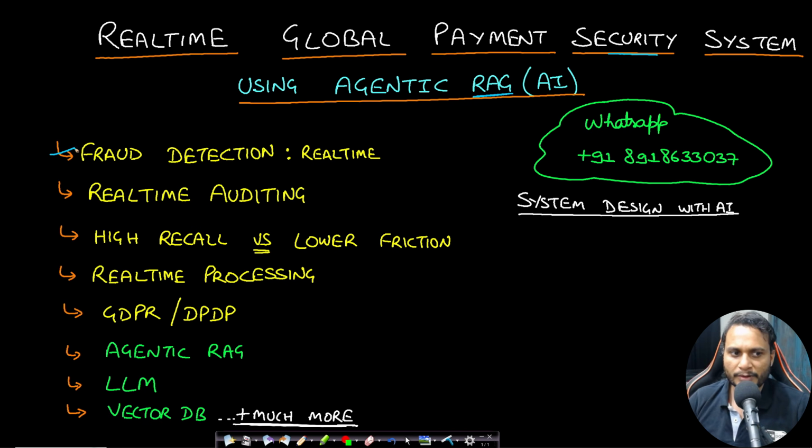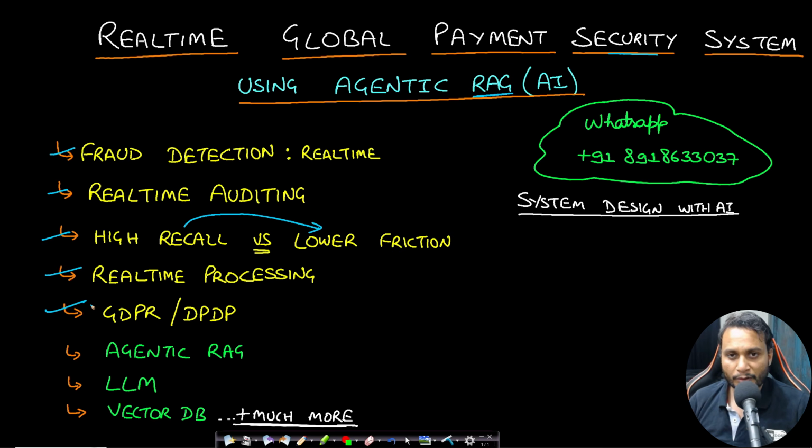So in this case we will be looking at fraud detection in real time, real-time auditing as well, and then we will be discussing many trade-offs, and one of those important trade-offs is going to be high recall versus lower customer friction. Then we will be looking at real-time processing, how we carry out real-time processing using Apache Flink.